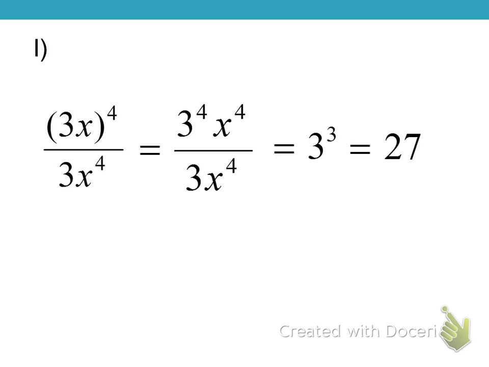Now, if you got a little carried away and said, well, I know 3 to the fourth is 81 over 3. What's 81 divided by 3? 27. You get the same answer. You're kind of doing more math than you need to. But I understand how you might just say, oh, 81 over 3, but keep it going. Any questions?